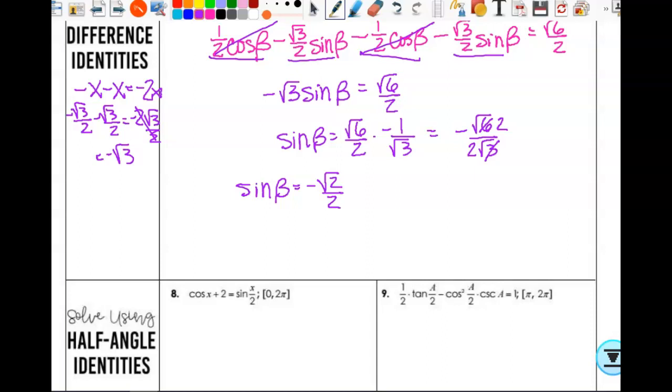And then this, we're going from 0 to 2 pi. And sine is negative in these two quadrants. What's your reference angle that gives you? Pi fourths. Okay, good. So then I need my third quadrant and fourth quadrant pi fourths angles, which are 5 pi fourths and 7 pi fourths. Very good.